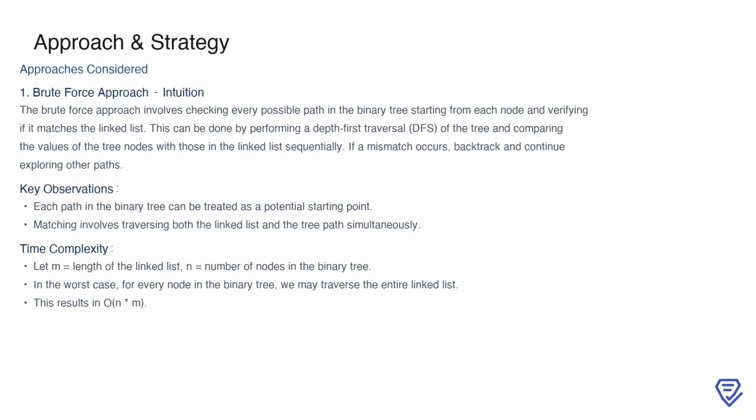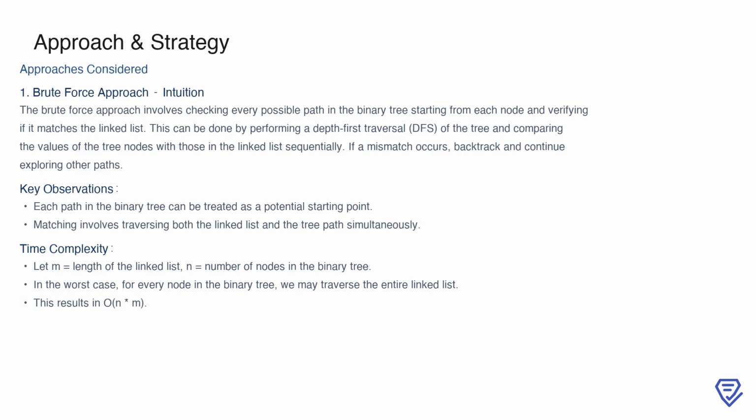To solve the problem of determining whether a linked list exists as a subpath in a binary tree, one approach we can consider is the brute force method. The intuition here is straightforward: treat every possible path in the binary tree as a potential candidate and check if it matches the linked list. This can be achieved through a depth-first traversal of the tree, where we start at each node and traverse down the tree, comparing the node values with the linked list sequentially. If we encounter a mismatch, we backtrack and continue exploring other paths.